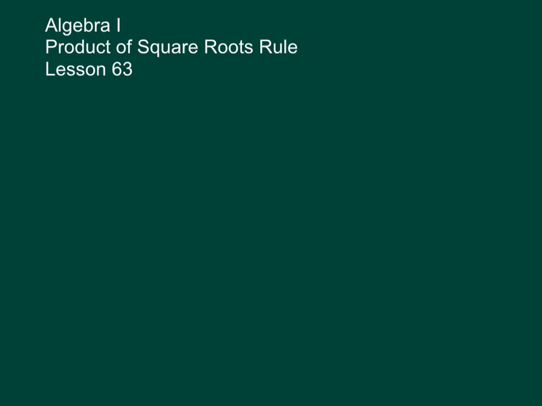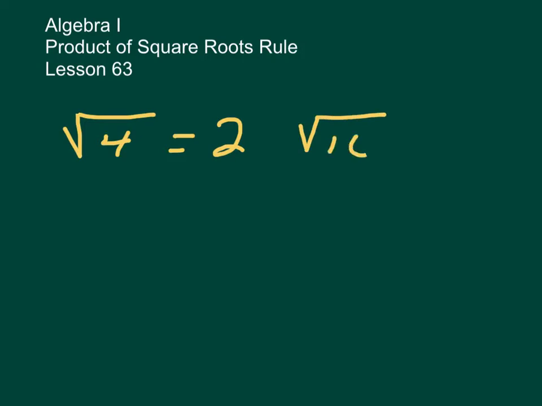All right, for lesson 63, we're going to talk about what is called the product of square roots rule. Up to this point, we've been talking about radicals or simplifying radicals. So if we had the square root of 4, we said, what number can you take times itself to get 4? And the answer to that was 2. Or if we had the square root of 16, what number times itself gives us 16? And the answer to that is 4.